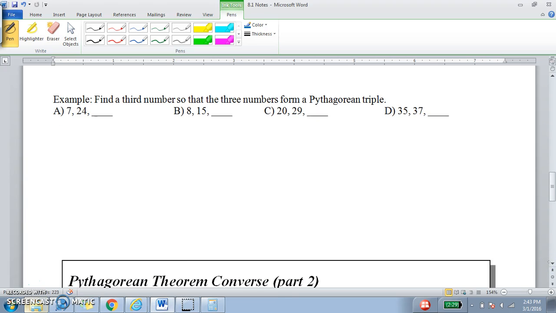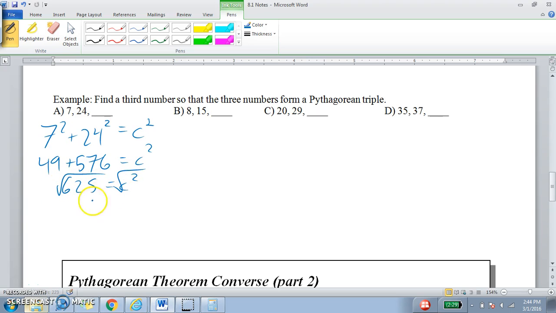Alright, so suppose I ask you to find a third number so that these 3 numbers form a Pythagorean triple. So you're going to set it up in the Pythagorean theorem. 7 squared plus 24 squared equals c squared, and look for that c value, that third number that would make this a triple. So 7 squared is 49, 24 squared is 576. This might look familiar to you because these numbers were the same as the first example we did on this note sheet. So 625. When we square root that, we get 25 for c. So the third number here would be 25. 7, 24, and 25 is a Pythagorean triple.